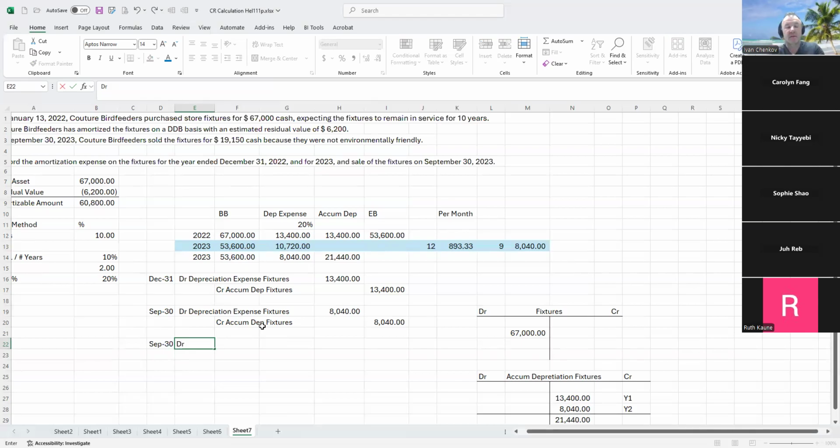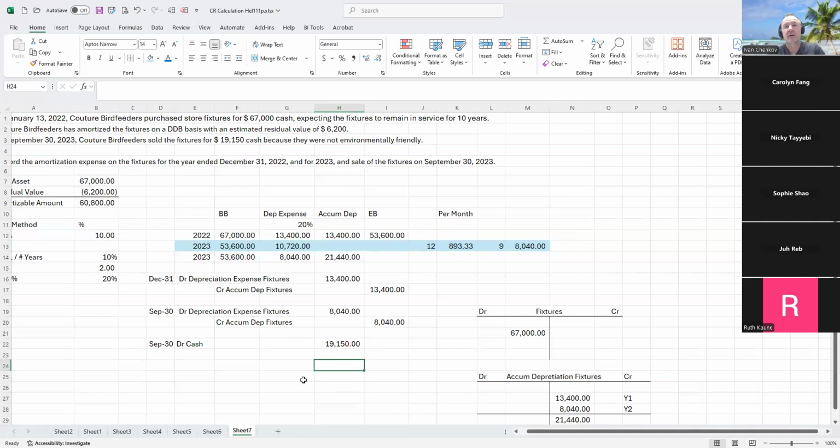Debit cash. How much? How much did they give us? 19,150, right? That's how much we get. Why do we get the cash? If we get the cash, what don't we have anymore?